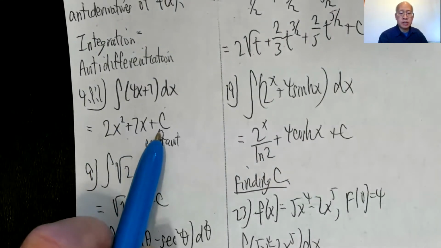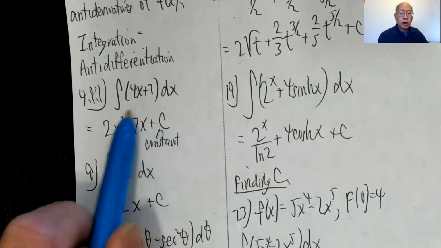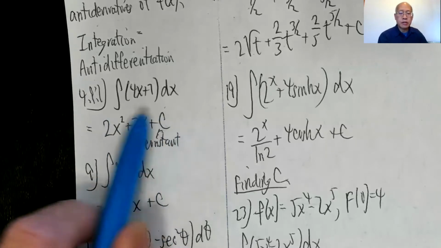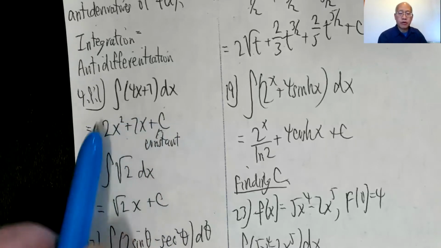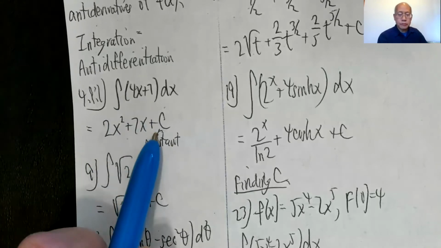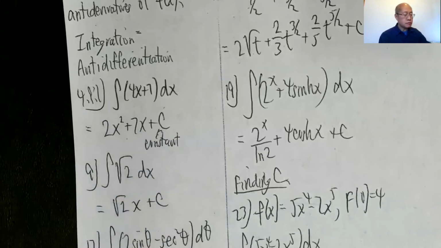C stands for constant, where c can be 0, 1, 2, -1, -2, -80, a million, pi, e, any real number that you want. All of these functions, plural, have the property that the derivative of any of these functions is 4x plus 7, right? Derivative of 2x squared is 4x, derivative of 7x is 7. And you can pick any constant you want because the derivative of any constant is 0.